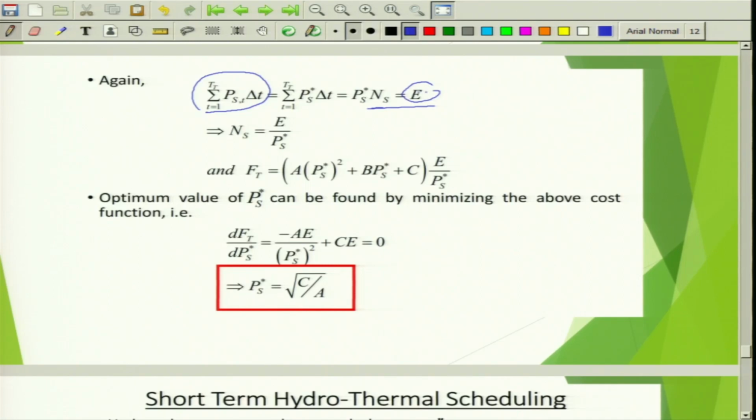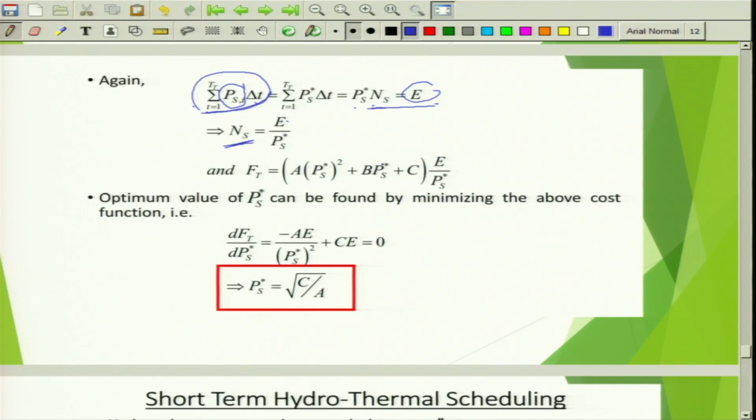E is nothing but the summation from t equal to 1 to TT of Ps t into delta T, and if Ps t is a constant term, you take it out, then you get the total time sample which is NS. So Ps star into NS is equal to E, whereas NS is nothing but E divided by Ps star.